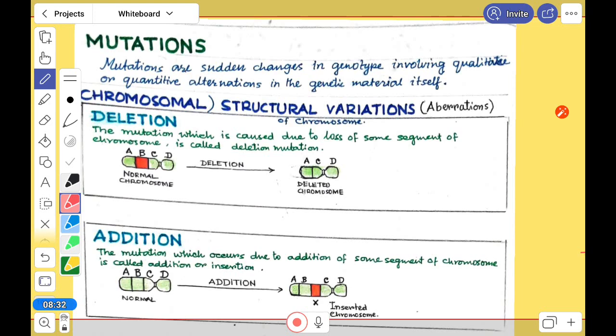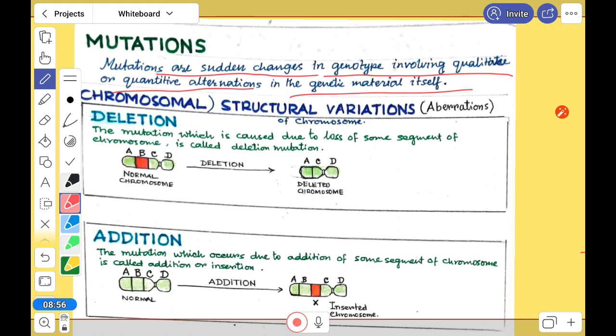Next part is mutation. Mutations are sudden changes in genotype involving the qualitative and quantitative alteration of the genetic material itself. Okay. So here at first we have to know the molecular part of biology, then it can be understood. It is written in your book that chapter 6 we have to learn before that. Let's know a little bit about it.